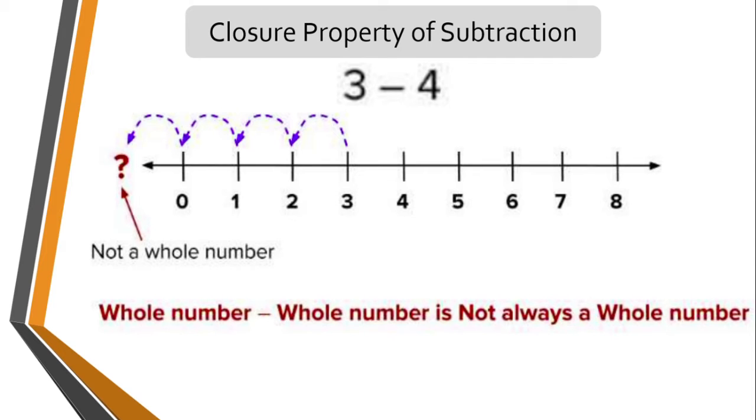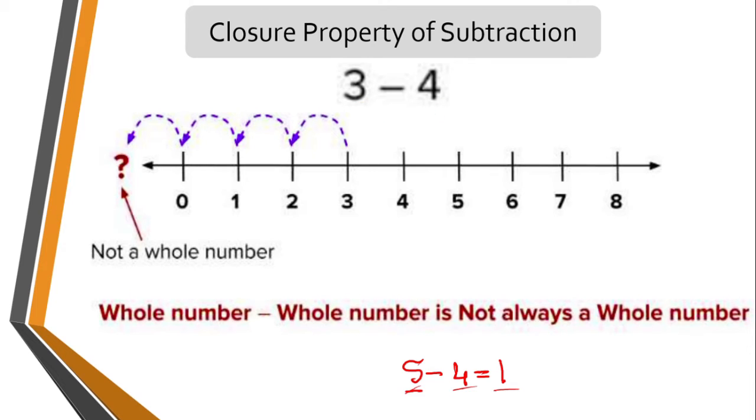Now if we do 5 minus 4, the answer will be 1. So 5 is a whole number, 4 is a whole number, 1 is a whole number. In this case, it's working. The answer is coming as a whole number. But in some cases, it doesn't work. So if we take 3 minus 4, 3 is a whole number, 4 is a whole number.